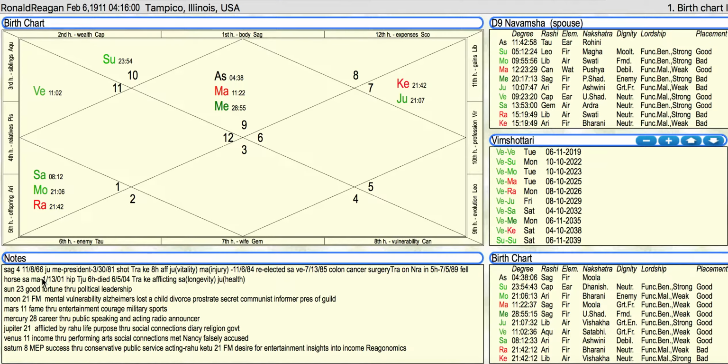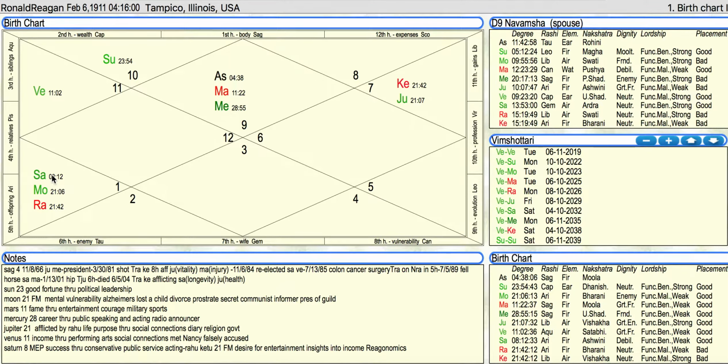We're going to look at the timing of events. So in 66, he became president during a Jupiter-Mercury period. Jupiter is government. Mercury is service. So that made sense. Then he got shot in 81, and that was during a period where transit Rahu and Ketu were in the 8th house, afflicting Jupiter, which is the vitality, our body, and Mars is injury and accident. So all of those were involved there. In 84, he got reelected during a Saturn-Venus period. Venus gives income, winning in an election, and then Saturn is again that service to the public.